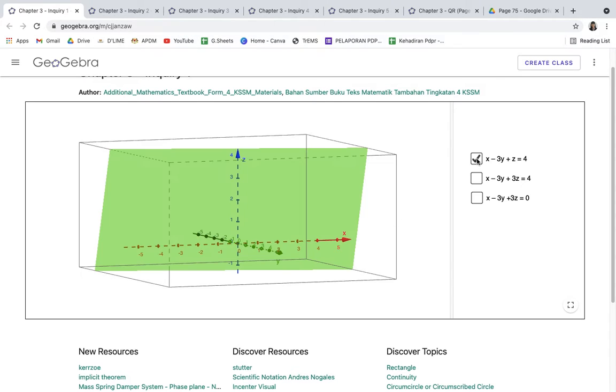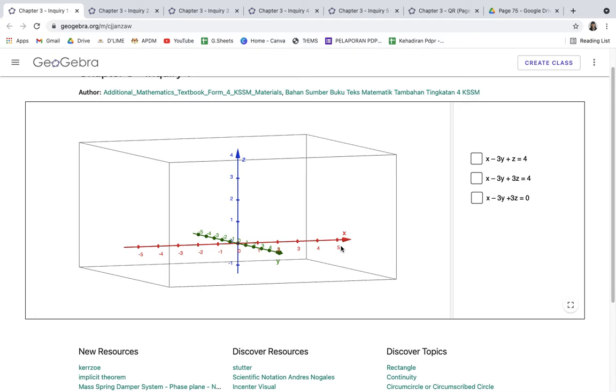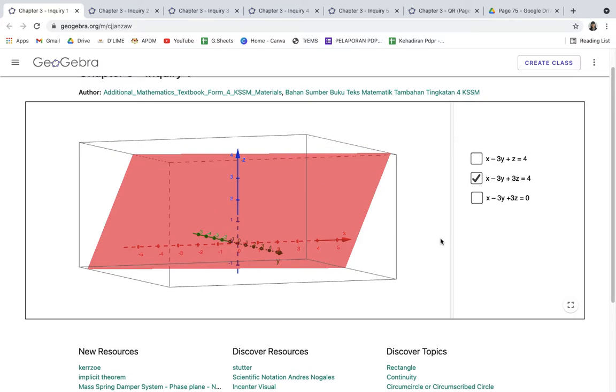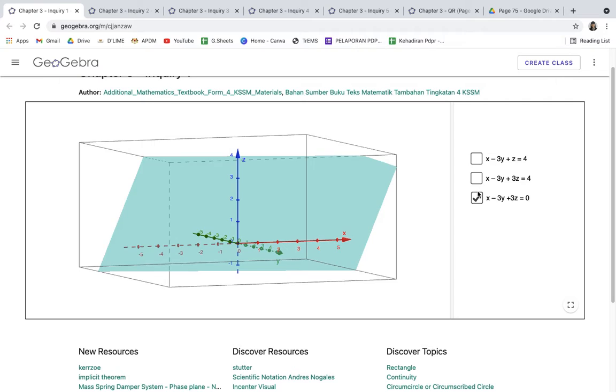Alright, so this is the first equation. This is a plane, when x, y, and z are involved. Red color is the x-axis. Green color is the y-axis. Blue color is the z-axis. These are the three axes because we are dealing with three unknowns. So this is the plane, the green color for this plane. The second one is this, the pink color is a plane. Here, the blue color. So these are the planes.